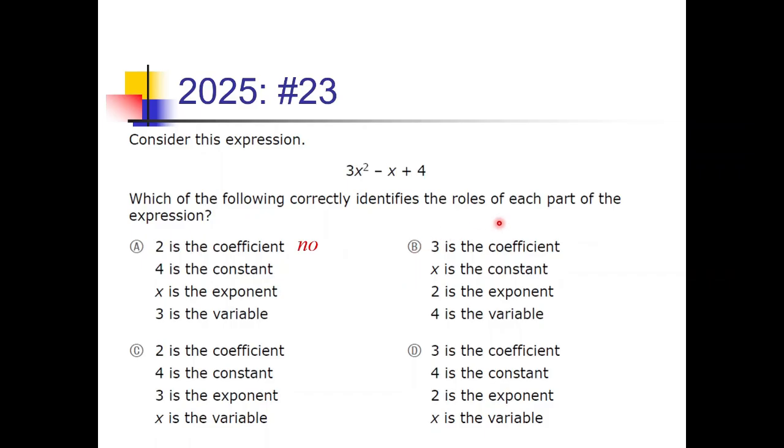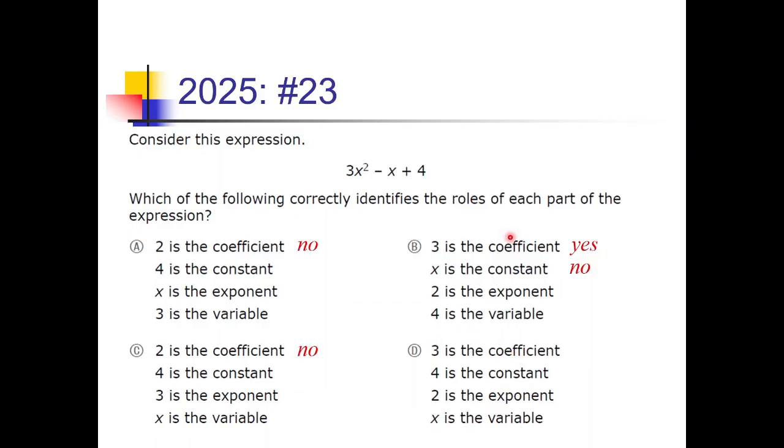On to choice B. 3 is the coefficient. Well, yes, there is a coefficient of 3. X is the constant. Not so much. X is the variable. That's the thing that could change. So that's a big no. On to choice C. 2 is the coefficient. We already discussed that. That's a definite no. And then choice D has got to be it, but let's just go through and make sure.